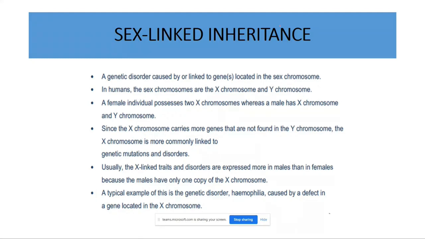So what is sex-linked inheritance? It is a genetic disorder caused by genes located in the sex chromosome. Sometimes learners make the mistake of thinking it is a sex link. They will tell you, right? So if I have a genetic disorder linked to the genes in my sex chromosomes, it is sex-linked. In humans, my sex chromosomes, we've already done this in the previous one, are my X chromosome and my Y chromosome. A female has two X chromosomes, XX, we know that. And a male has one X chromosome and one Y chromosome.